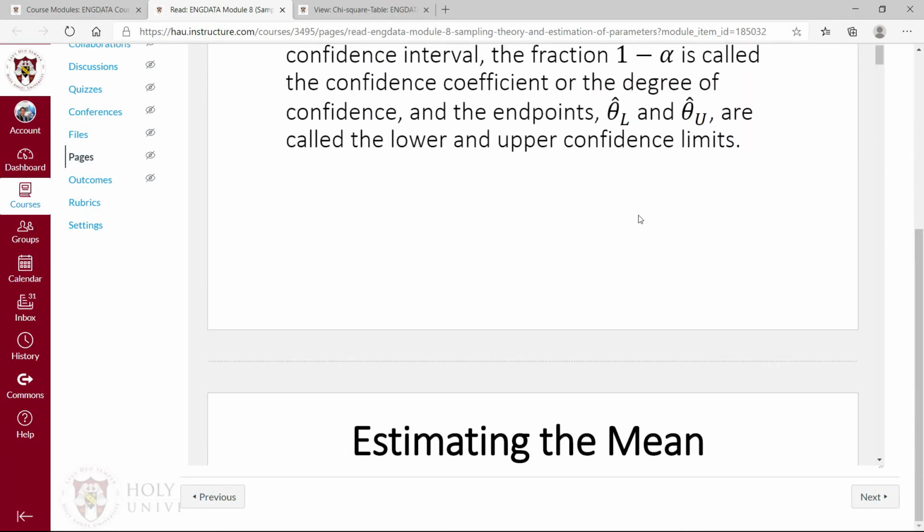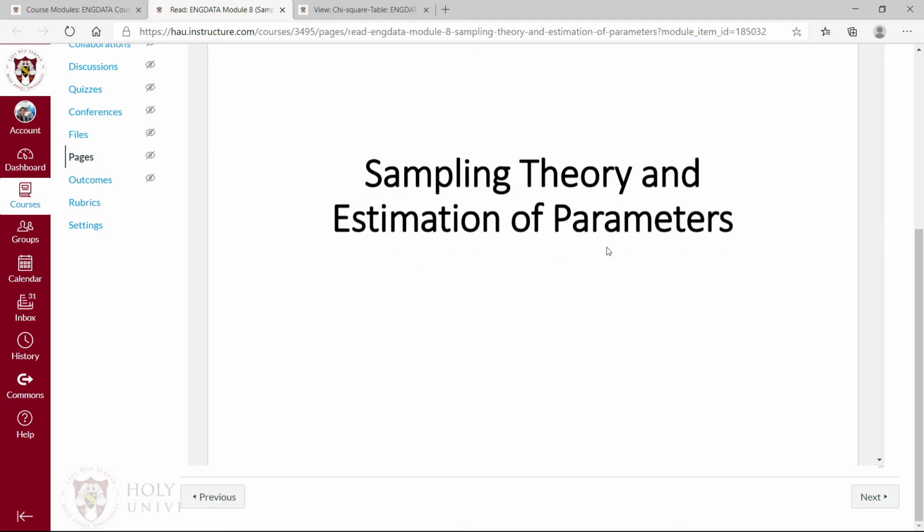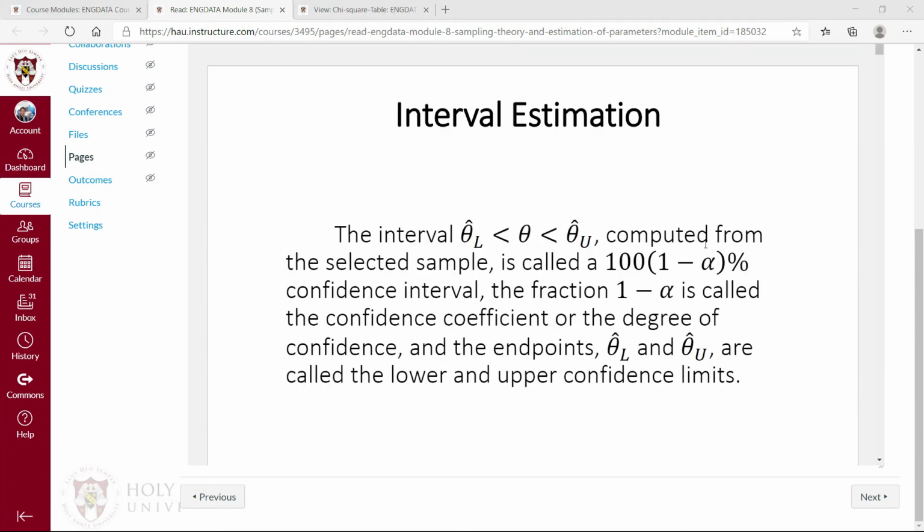Okay, so this is the topic for sampling theory and estimation of parameters. So the interval of the upper and lower, this is the lower confidence limit, and the upper confidence limit is computed from the selected sample, called the confidence interval. 100 multiplied by 1 minus alpha in terms of percent. So the fraction 1 minus alpha is called the confidence coefficient.